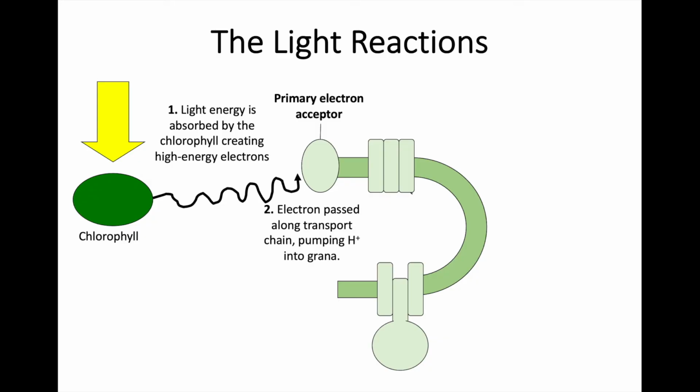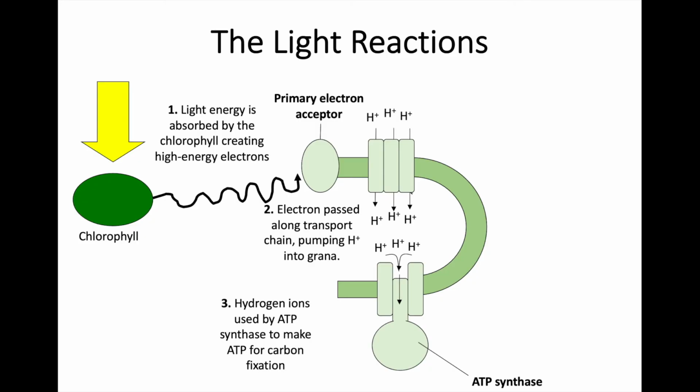What then happens is the electrons are passed along this transport chain, pumping hydrogen ions into the grana. Now, as it works its way across, again, hopefully you remember the structure from the previous lesson, we have this ATP synthase enzyme, this really important enzyme that is there to synthesize ATP. As those hydrogen ions are moved along, they're used by the ATP synthase in order to synthesize ATP. Now this ATP, this energy, is going to be passed on to stage 2, carbon fixation, where it's very important there.